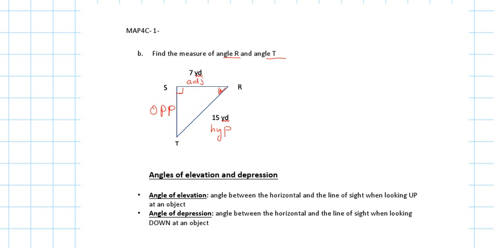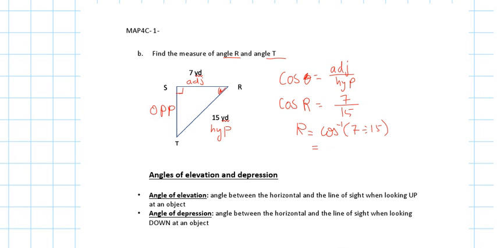So what do you use to find angle R? Cosine. So cosine theta is adjacent over hypotenuse. I'm going to replace theta with the name of the angle, which is R in this case. The adjacent is 7. The hypotenuse is 15. So I have to do cos inverse, because I'm looking for an angle, of 7 over 15. And I saw that your answer is 62 degrees, right? So you guys know? Perfect.